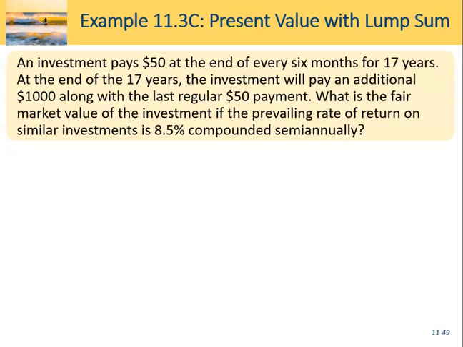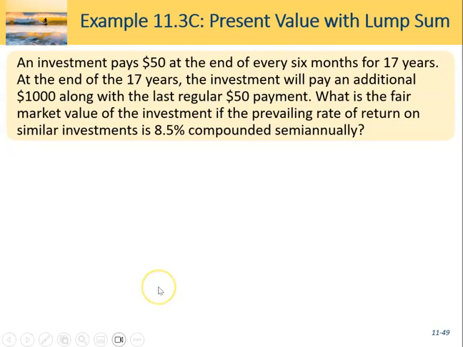Now the one thing that's different here is that the investment will pay an additional $1,000 along with the last regular payment of $50. So that means that at the end, instead of us putting in 0 future value, it's going to have $1,000 future value. So we put in 1,000 future value before we did the compute present value. So let's go through it and see.